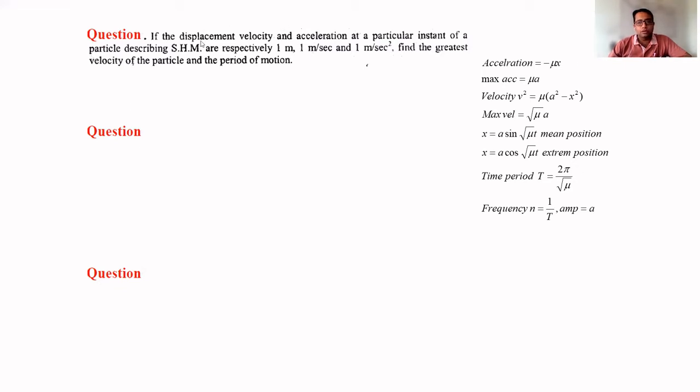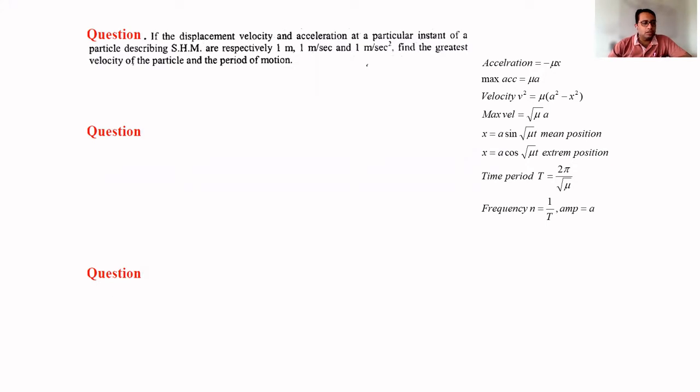So the first question for today's discussion is: if the displacement, velocity, and acceleration at a particular instant of a particle describing SHM are respectively 1 meter, 1 meter per second, and 1 meter per second square, find the greatest velocity of the particle and the period of motion.